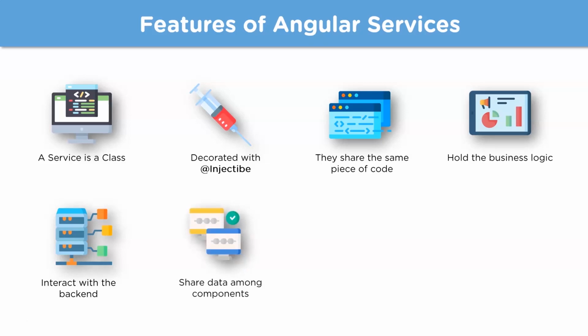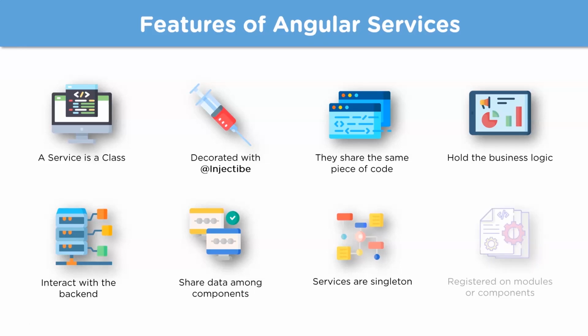And as mentioned earlier, it can be used to share data among several components. In Angular, services are singleton, meaning that only a single instance of a service gets created and the same instance is used by each and every building block in the application. And finally, a service can be registered as a part of a module or it can be registered as a part of the component. Now to register it as a part of the component, you'll have to specify it in the providers array of the module.